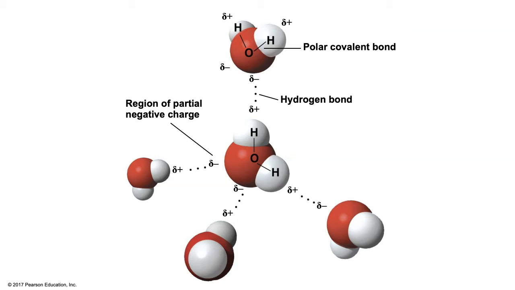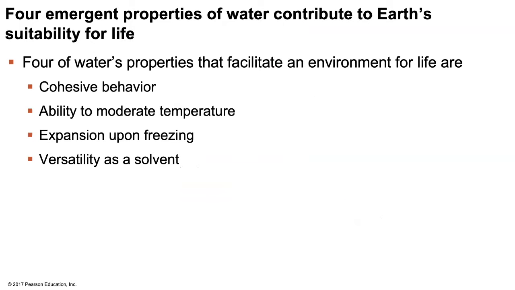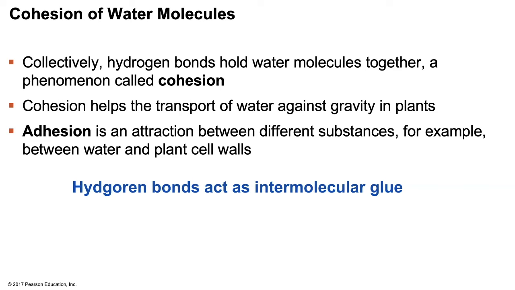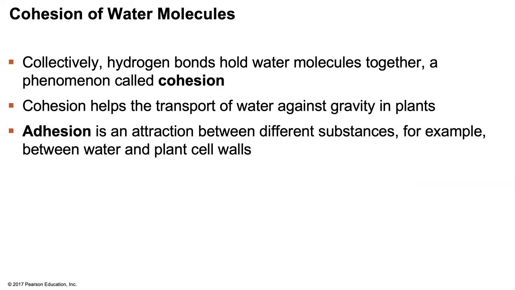This property of water leads to the occurrence of 4 special emergent properties which contribute to Earth's suitability for life. They are cohesive behavior, the ability to moderate temperature, expansion upon freezing, and versatility as a solvent. The first emergent property is cohesion and adhesion of water molecules. We just learned about those hydrogen bonds that act like a glue between the water molecules.